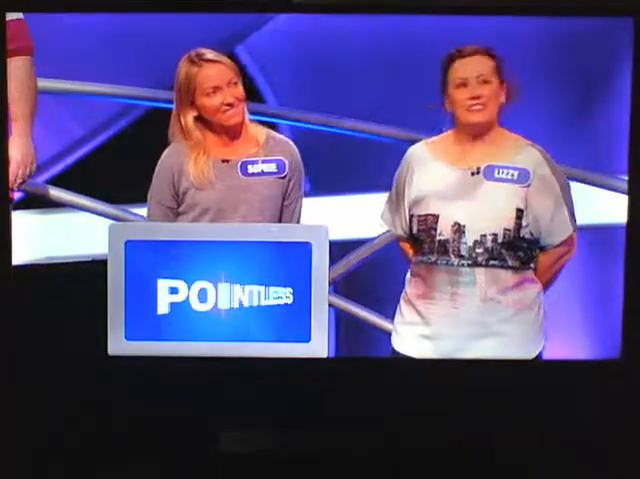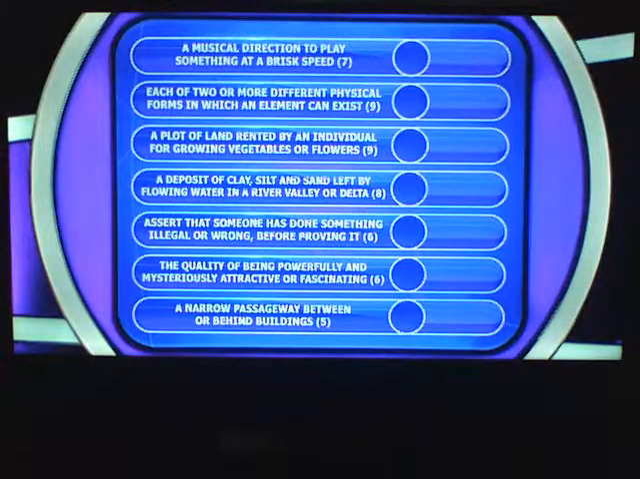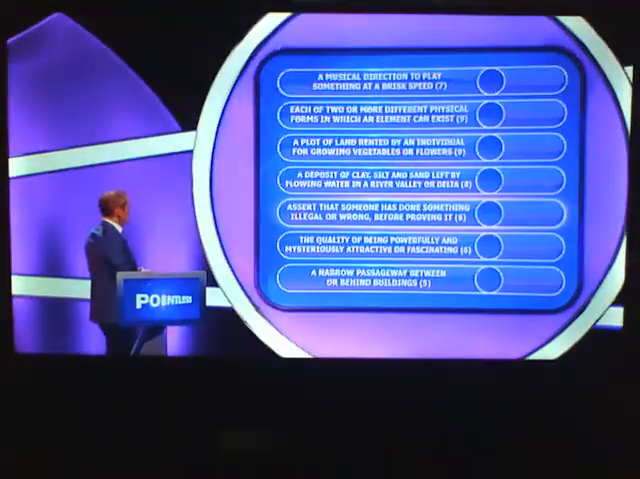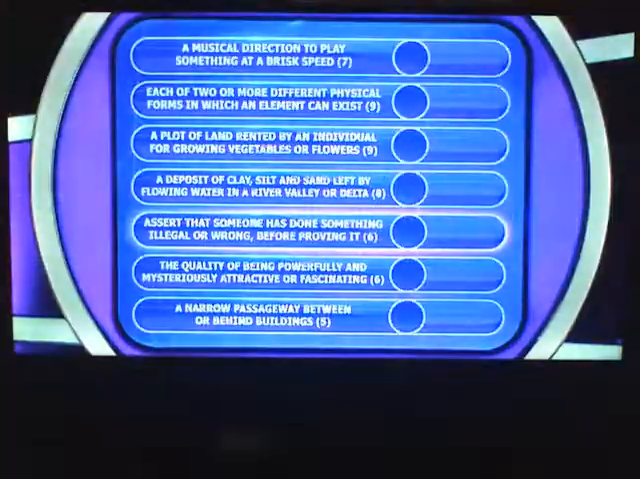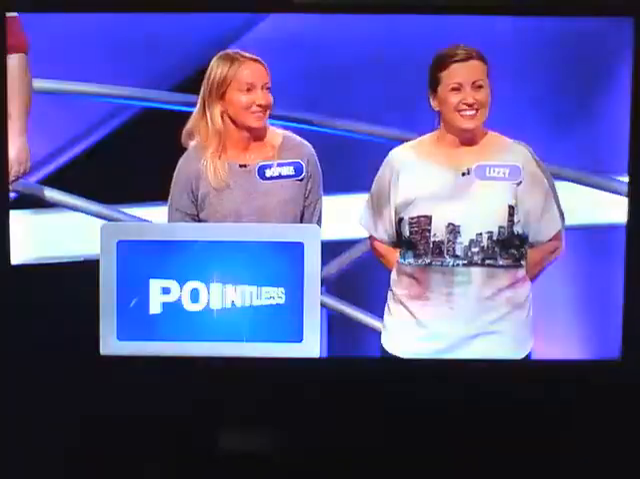Sophie, what are we thinking of our words beginning A-L-L? Well, there's a couple that I think I know, but I'm not going to risk it straight away. So I will go for something that is vaguely to do with our job. Alligate. Okay. You're going to go for assert that someone has done something illegal or wrong before proving it. Oh, and I've jumped into that one. Okay. Alligate. Let's see how many of our 100 people said alligate.